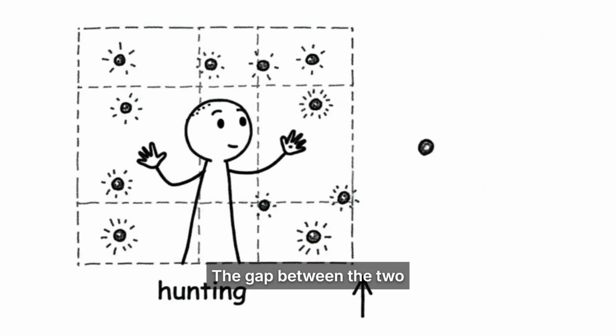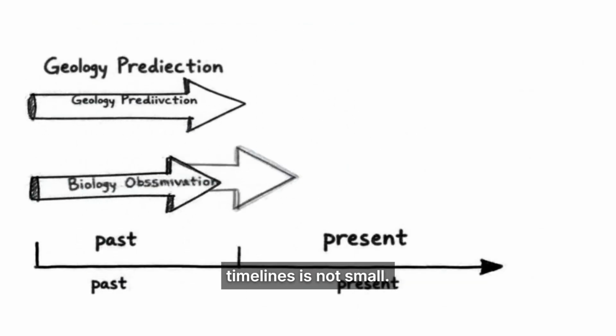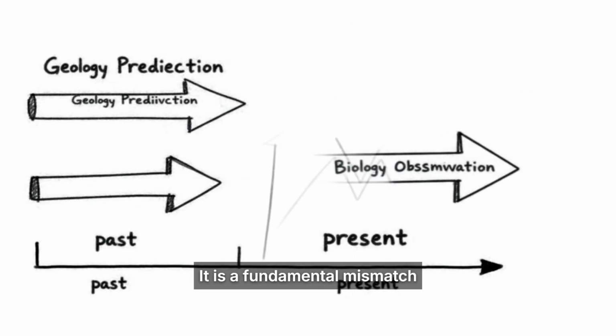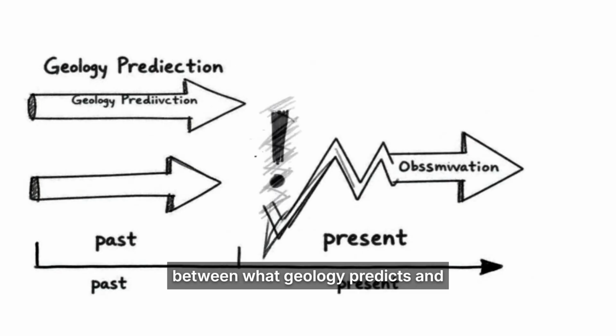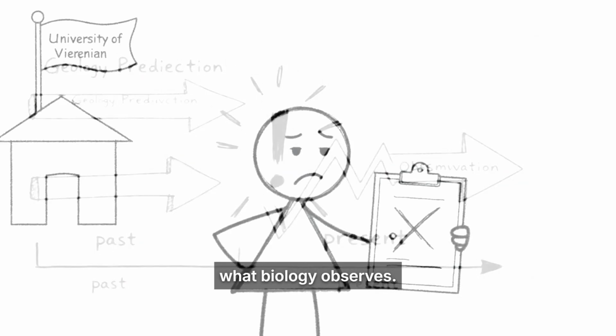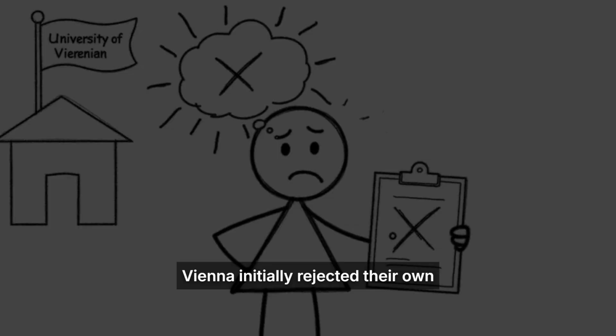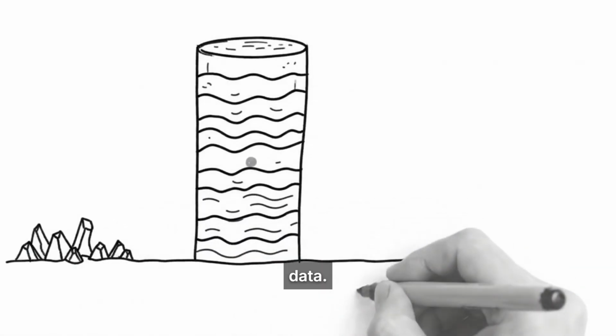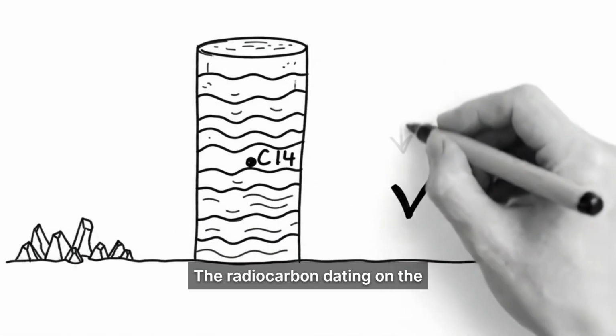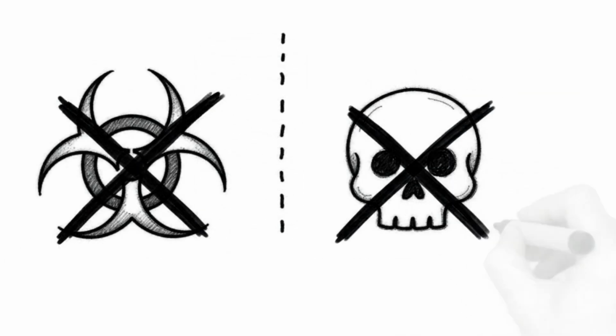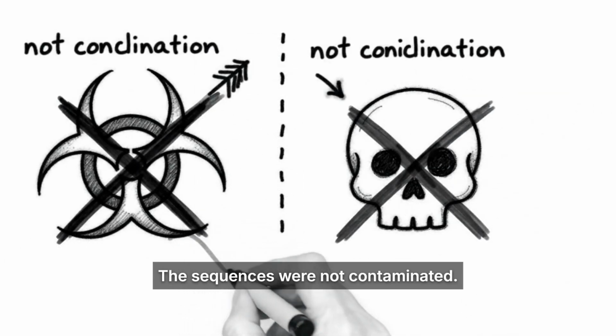The gap between the 2 timelines is not small. It is a fundamental mismatch between what geology predicts and what biology observes. Researchers at the University of Vienna initially rejected their own data. The radiocarbon dating on the surrounding ice was clean. The sequences were not contaminated.